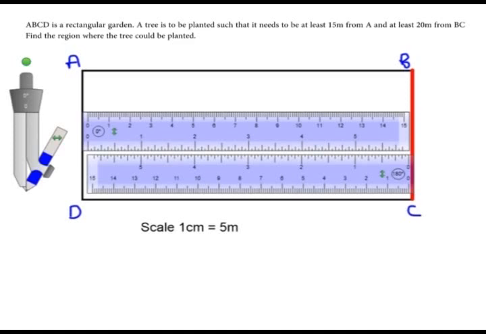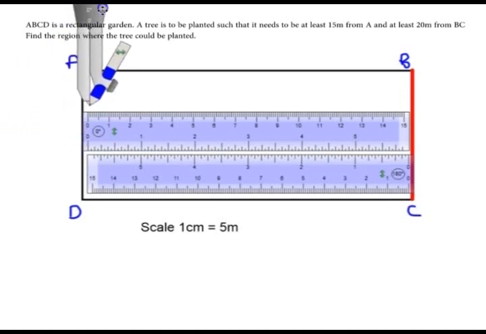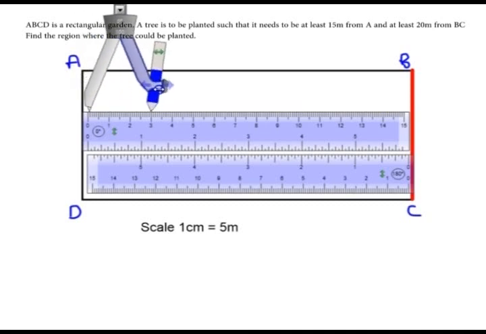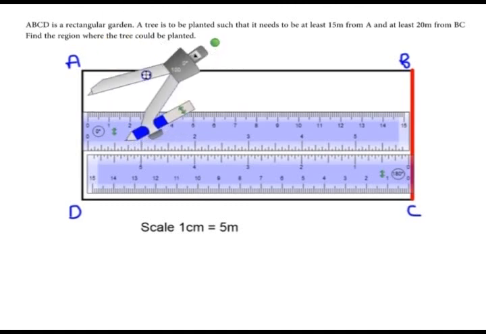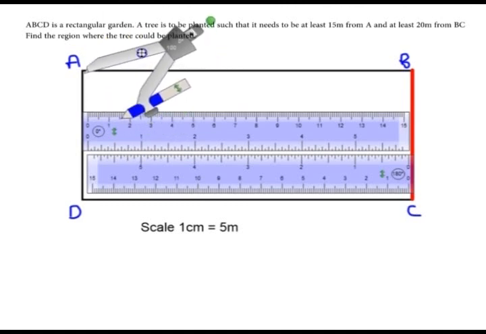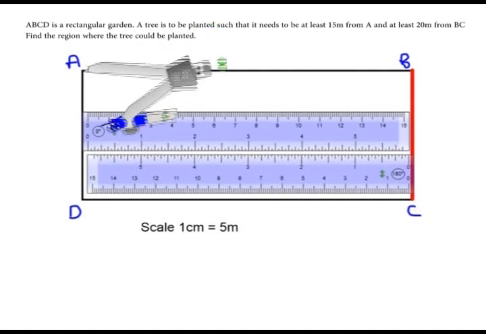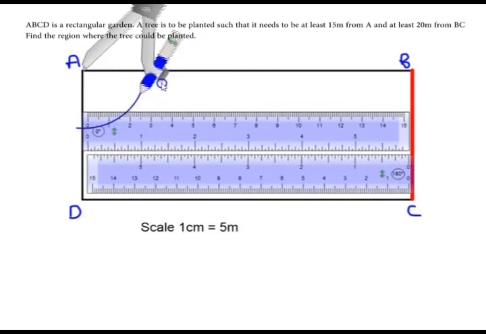First condition, at least 15 meters from A. First we find all points 15 meters from A. By now you know that that is a circle. From the scale, we shall measure 3 centimeters on the ruler. Go to point A, place the compass there, and draw a part of the circle that will be within the garden. You don't need the entire circle.